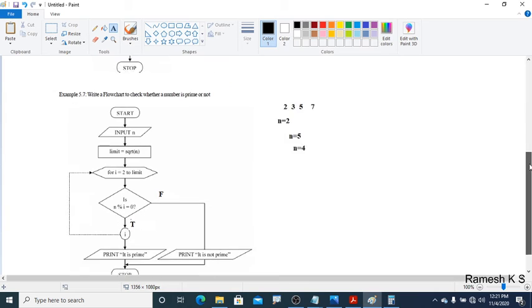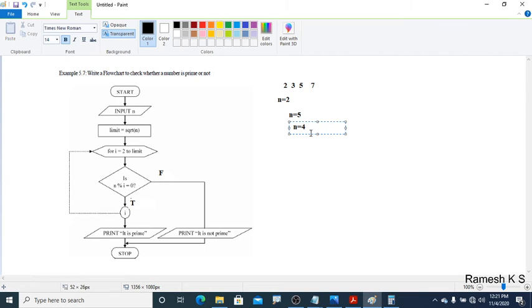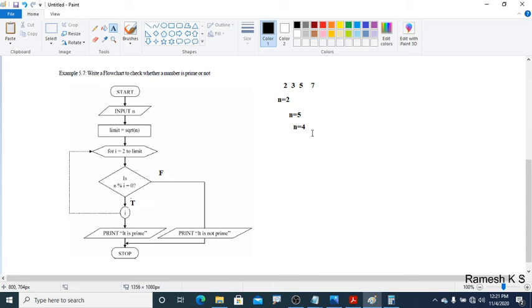Let us move on. I am taking another example: write a flowchart to check whether a number is prime or not. I am taking one number, n is equal to 4. This is not a prime number, right? I will take this number and implement it in this flowchart. If we get the correct result, our flowchart is correct. So n is 4.